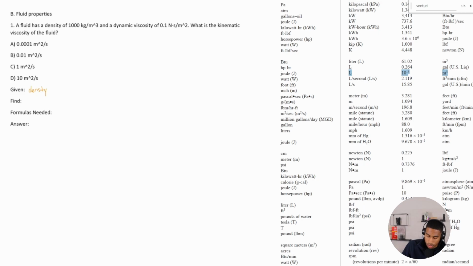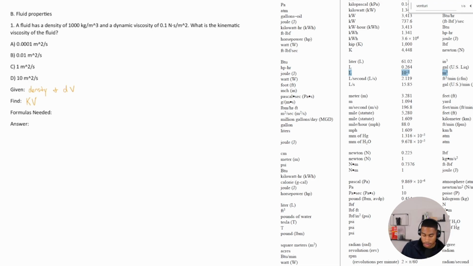We're also given the dynamic viscosity. I'm just going to abbreviate. Okay, what are we trying to find? Well, we're trying to find kinematic viscosity.